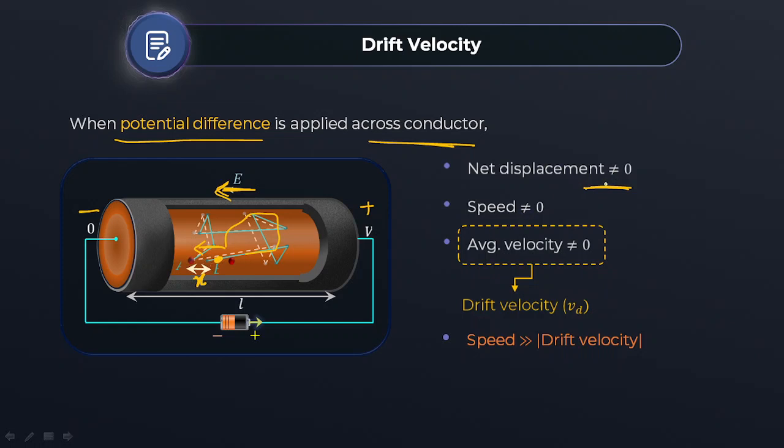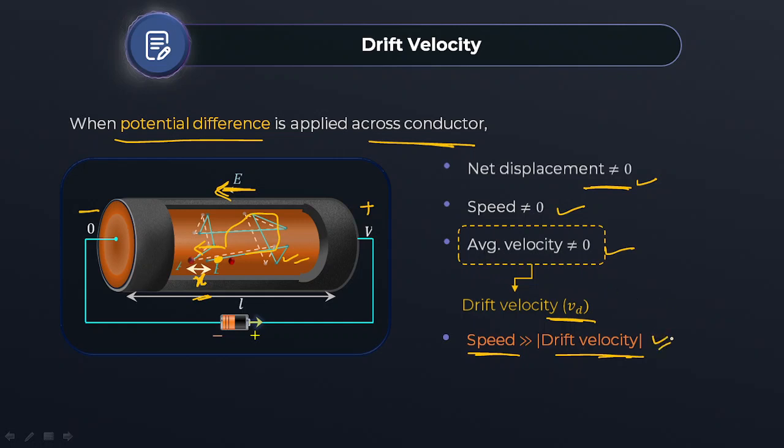So here now net displacement is also not 0, net speed is not 0, and average velocity is also not 0 because there is some drift velocity. This average velocity is called drift velocity. Of course speed will be greater than drift velocity, because speed is distance by time, and of course distance will be higher. Yes or no? Distance is the total path and displacement is only x. So of course speed will be much higher compared to drift velocity, right?